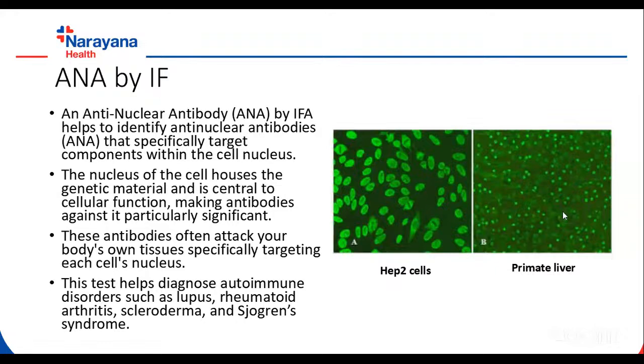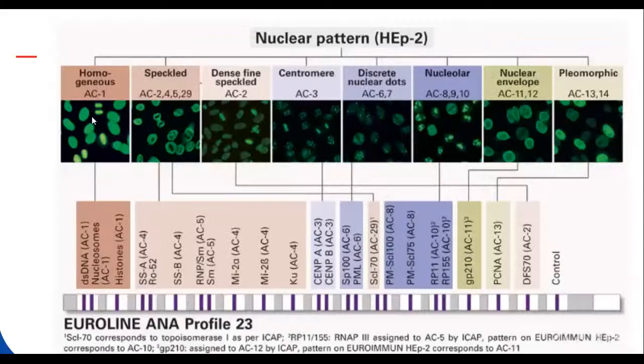The HEp-2 nucleus and primate liver nucleus is seen with the positivity, and a series of dilutions is done on the chip, and it helps in diagnosing various autoimmune disorders like SLE, rheumatoid arthritis, scleroderma, and Sjogren syndrome. Your various nuclear patterns are there. You can see homogeneous, speckled, dense fine speckled, centromere pattern, and nucleolar pattern, and the corresponding antibodies are identified by the immunoblot method.